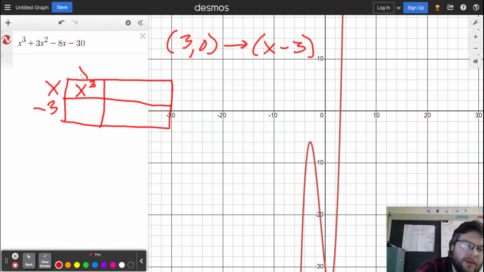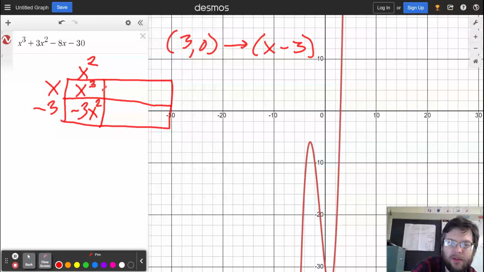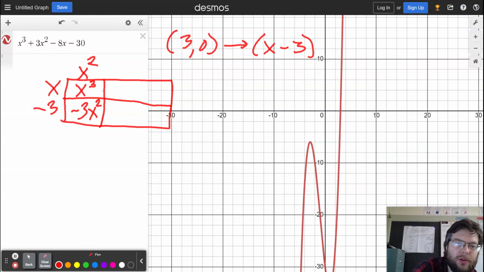x times what makes x cubed? So I'm dividing x cubed by x, and I get x squared. Outsides multiply to fill in the insides, so there's negative 3x squared. Now my original polynomial had positive 3x squared. The insides add up, like terms add up, so I need to add positive 6x squared to get up to positive 3x squared. Now I'm dividing.